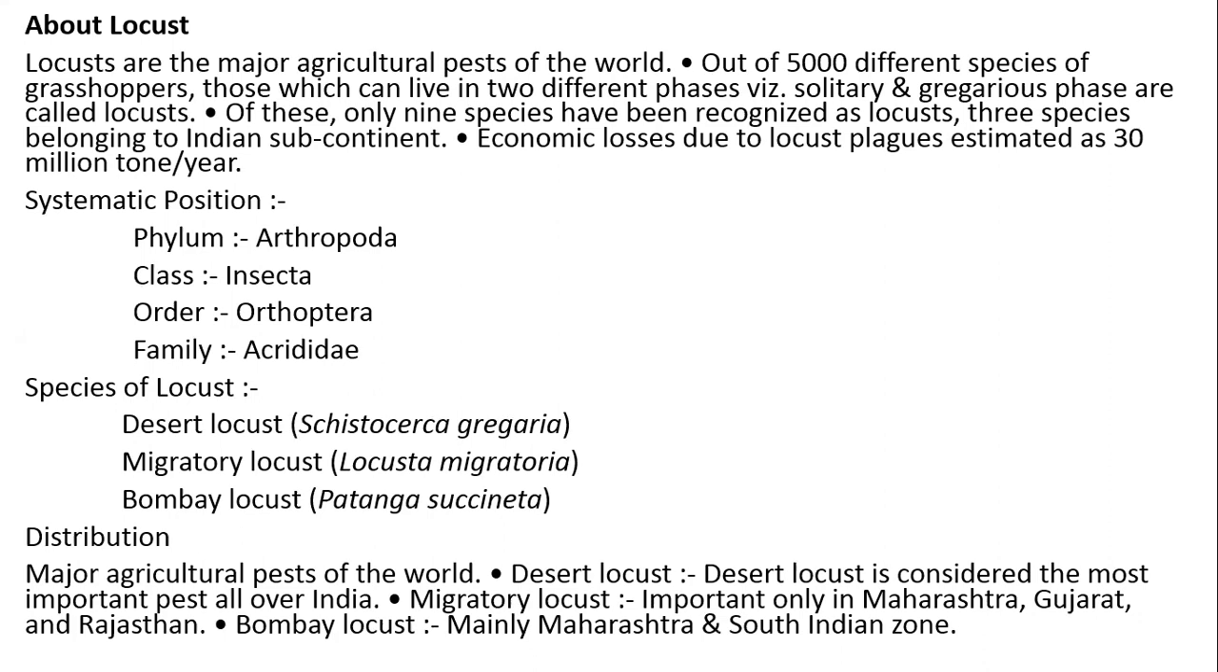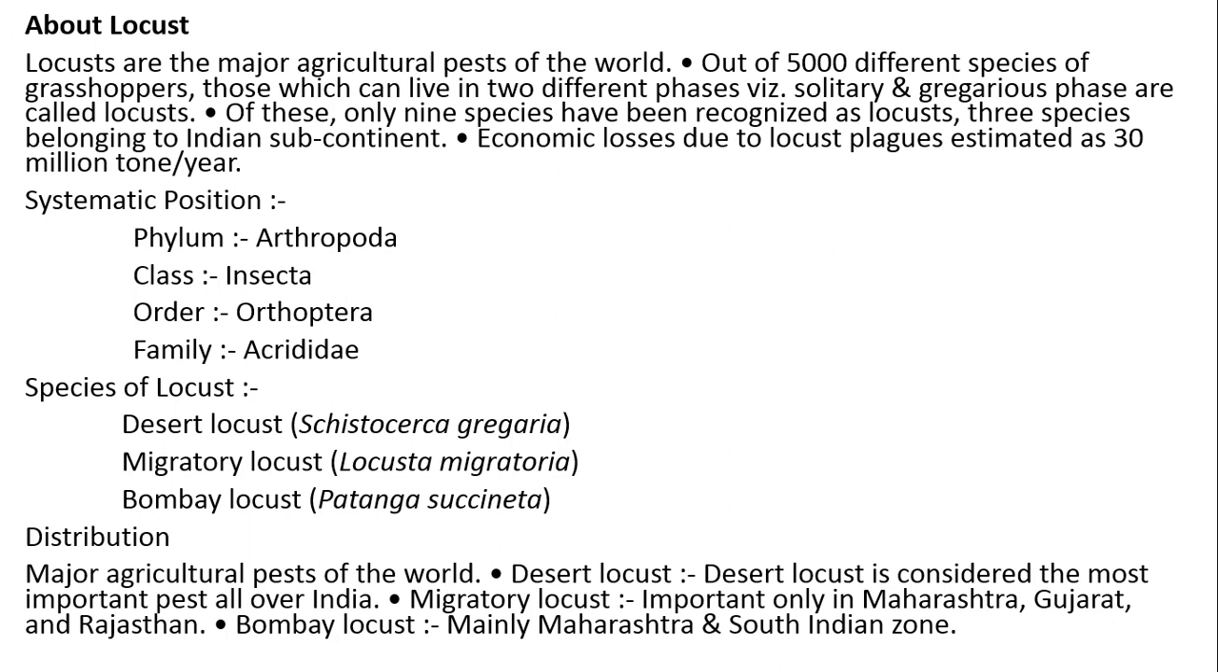The systematic position or the classification of the locusts. Phylum Arthropoda, class Insecta, order Orthoptera. Orthoptera का मतलब आप जानते होंगे straight wings. Family Acrididae. Species कौन कौन सी हैं? यहाँ पर Cystosarca gregaria, that is known as desert locust. Locusta migratoria, that is known as migratory locust. Petanga succinata, that is known as Bombay locust.